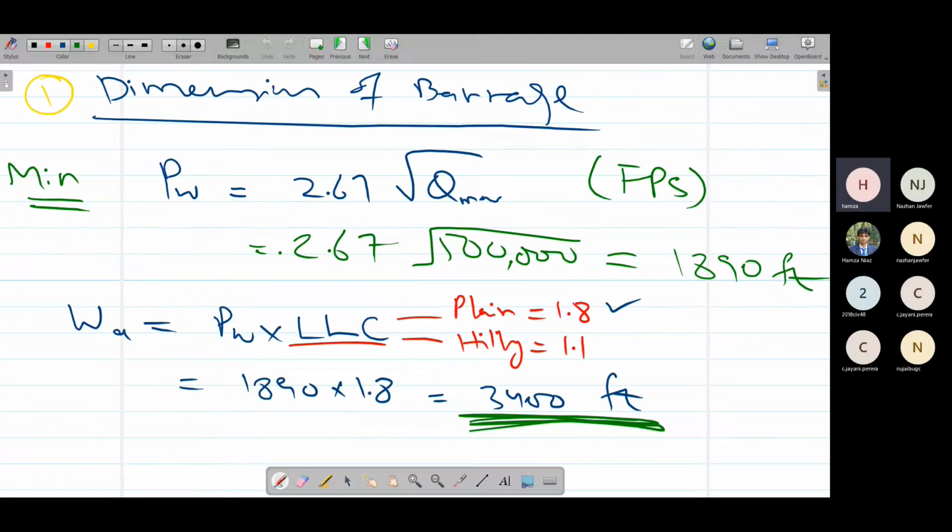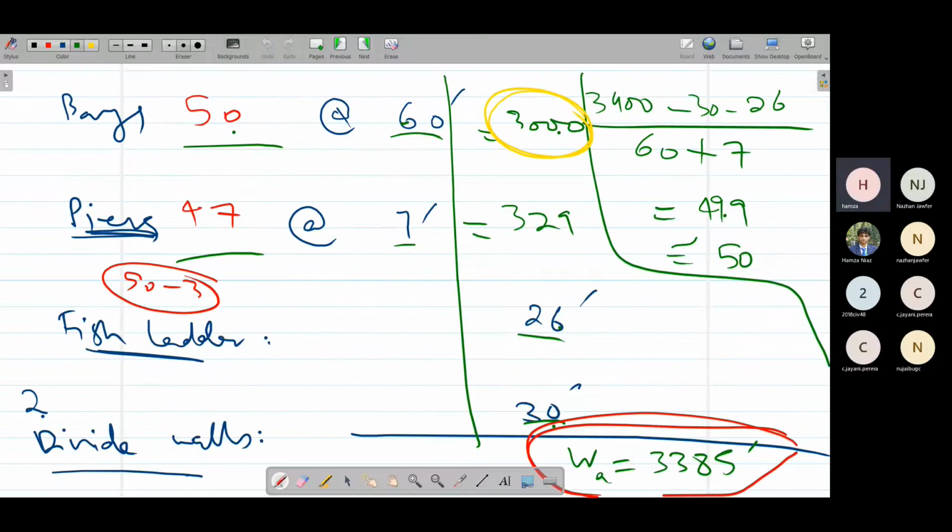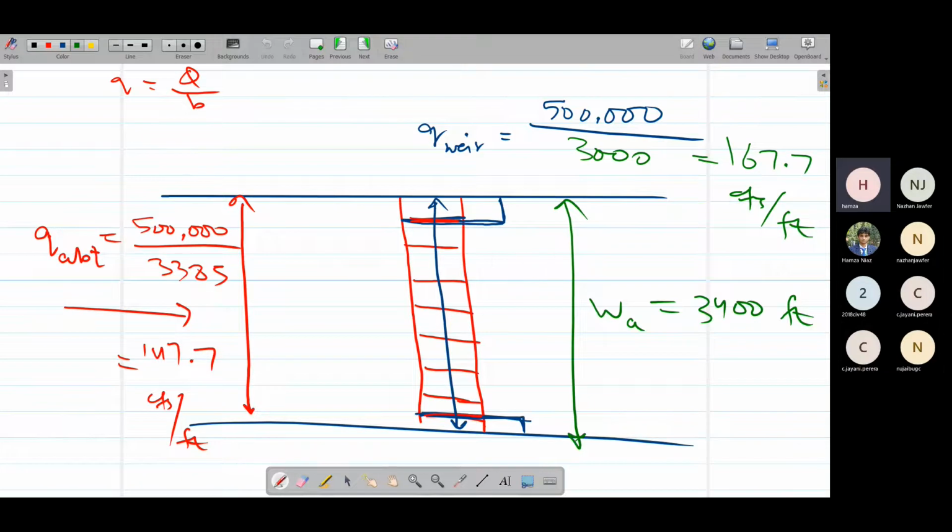So this would be our first step for design of barrage. First, we calculated the minimum wetted perimeter from Lacey's formula. Then we multiplied by Lacey's coefficient depending upon the topography where the barrage is constructed. Then we determined the number of bays, number of piers, and calculated the actual width between abutments for the barrage. And using this width and the previous width, we calculated the discharge between abutments and the discharge under the weir.